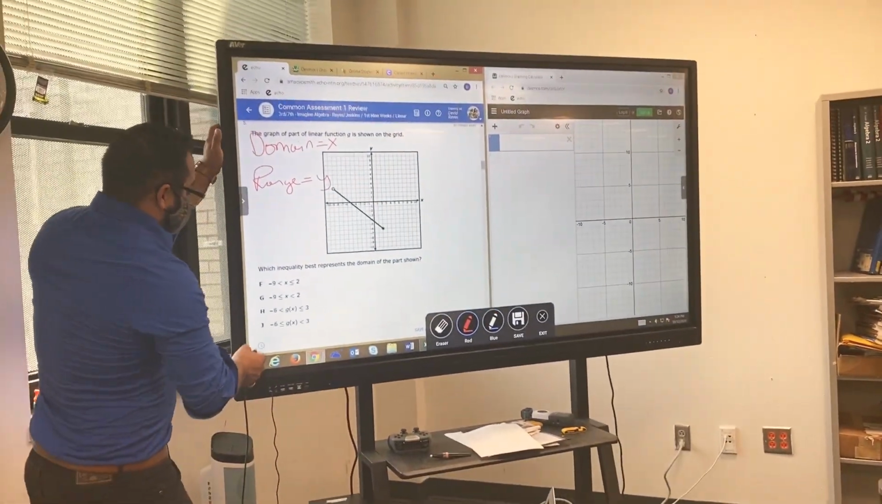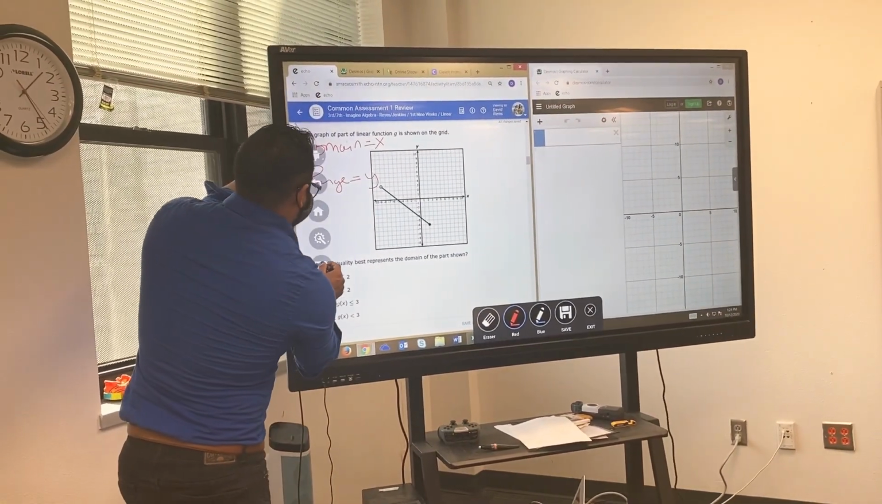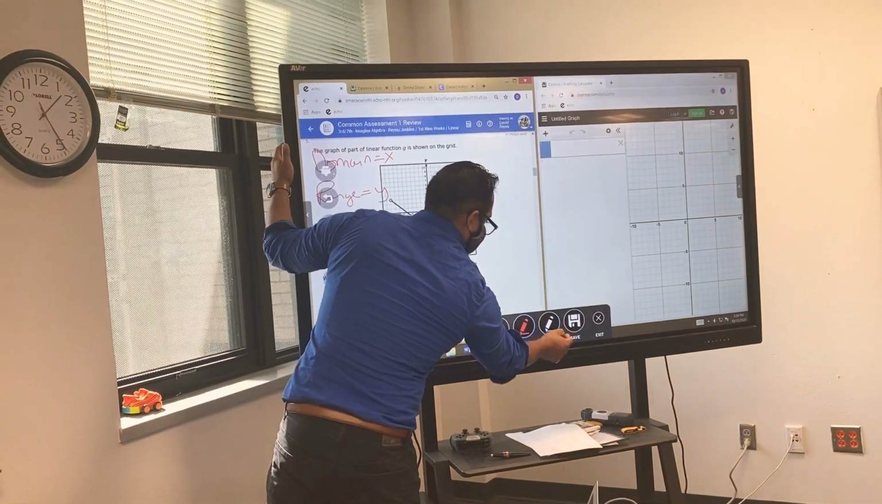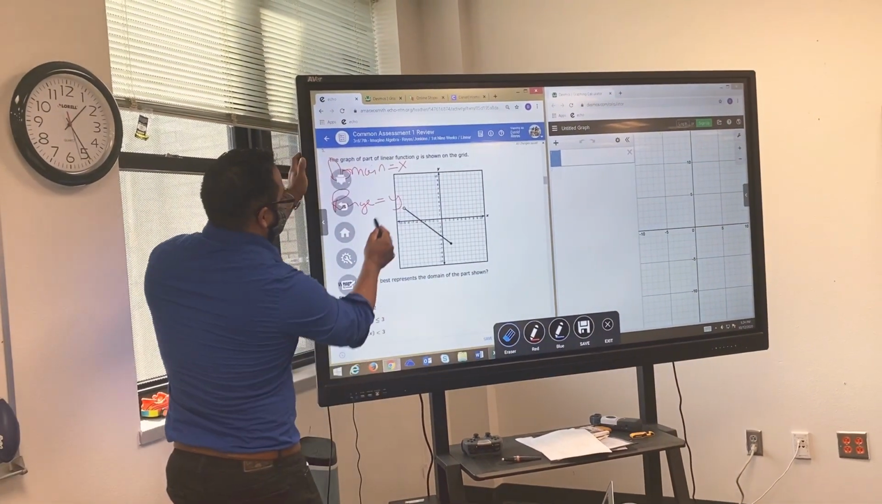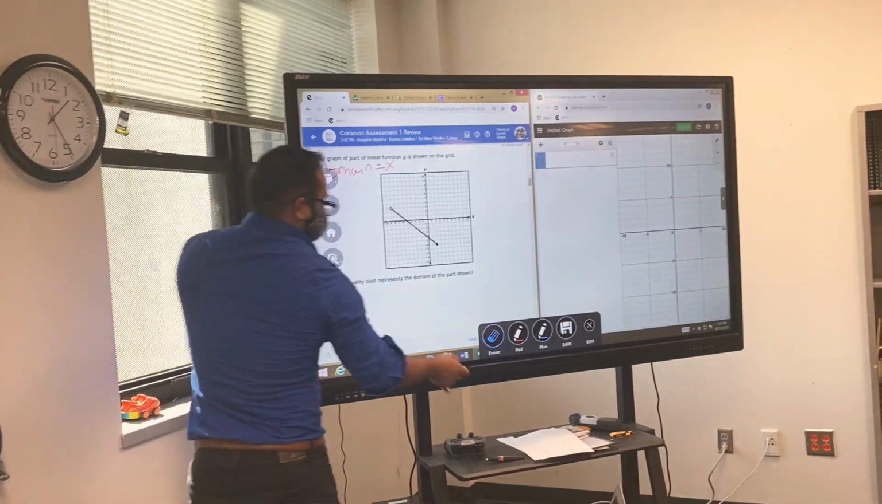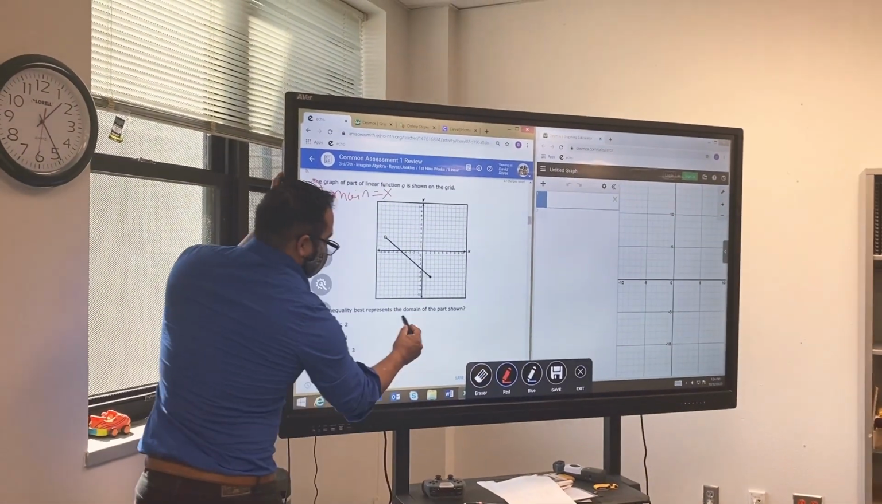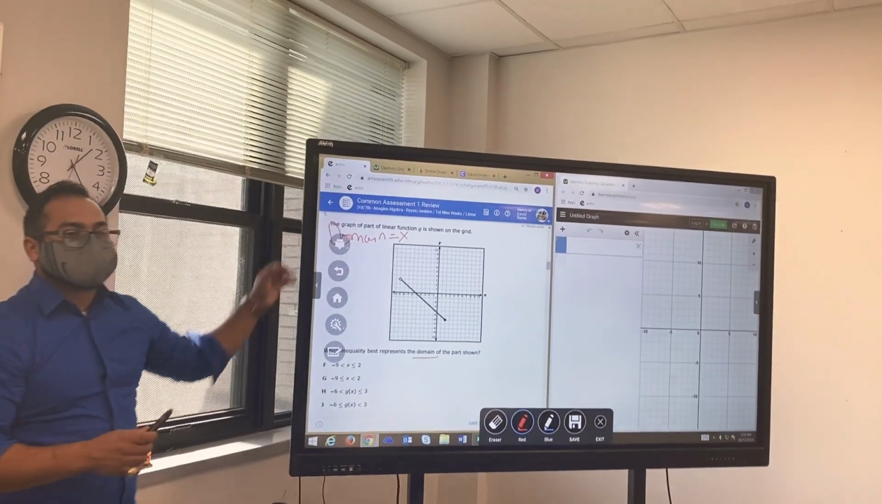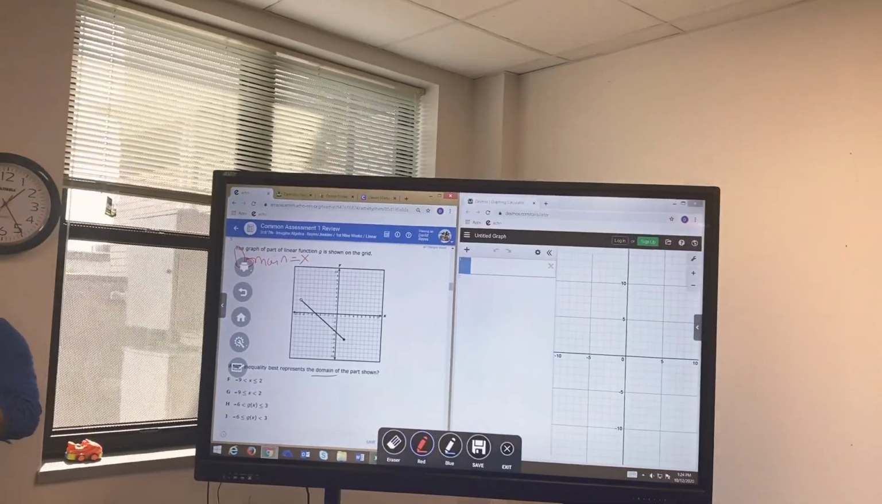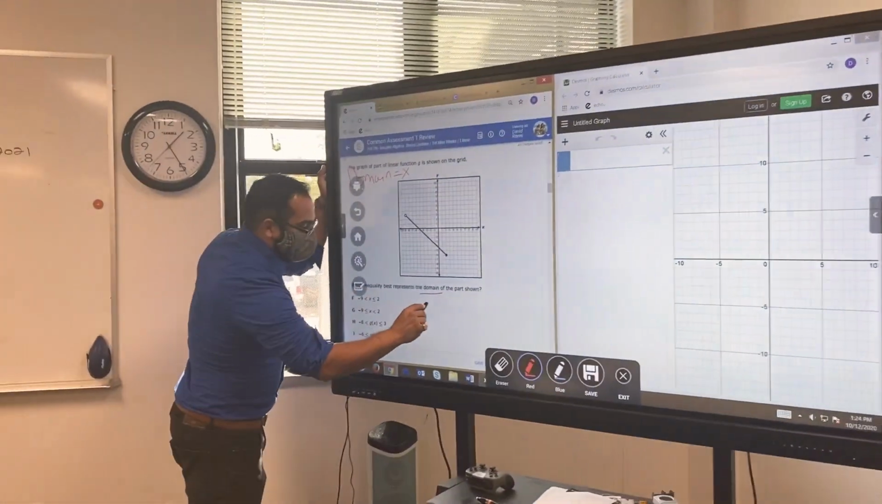Now, I need to be able to identify, and this one doesn't want both of them. It just wants the domain. So let me clean this up just a little bit. I'm looking for the domain. We stated that domain is my X value.